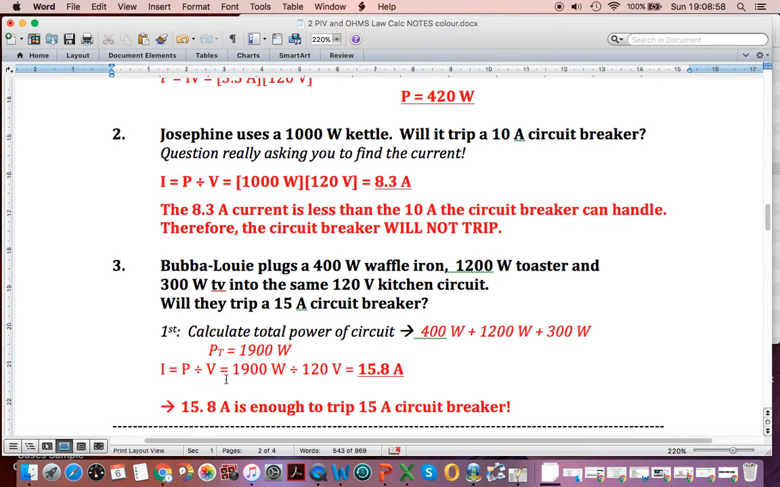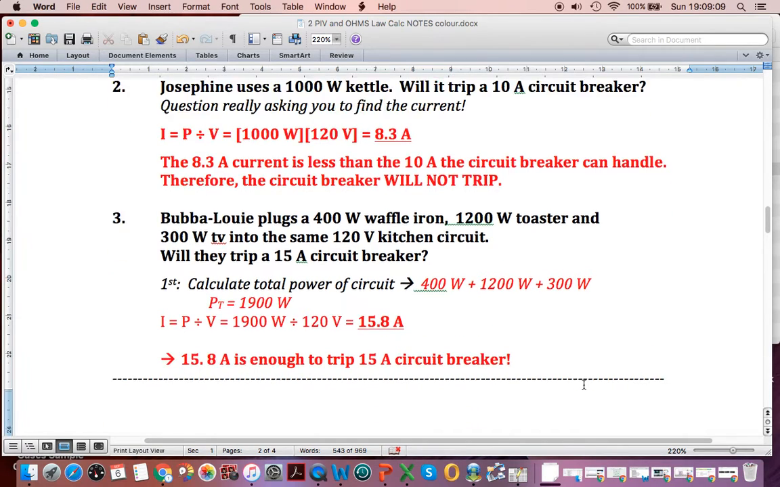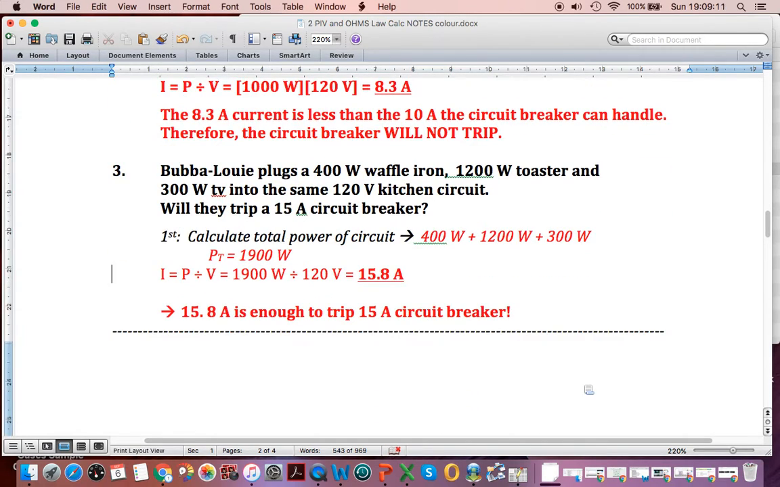Now, we plug in our numbers. 1900 divided by 120 is 15.8. 15.8 is bigger than the 15 amp circuit breaker. So yes, that should trip the circuit breaker. So that's a good place to stop. So now we've done Ohm's law. We briefly talked about the PET formula. And now we've done PIV.